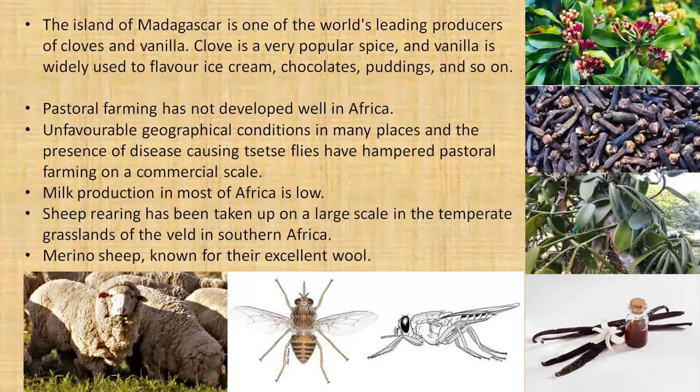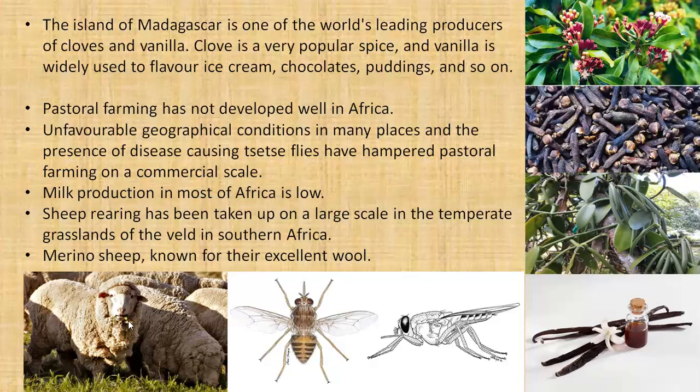Here some pictures are shown on this screen. First, from top to bottom, at the top you can see clove and the plant, and below, the dry clove. Then vanilla, the plant, the green thing here is called vanilla, and the dry vanilla, and the essence in the bottle.